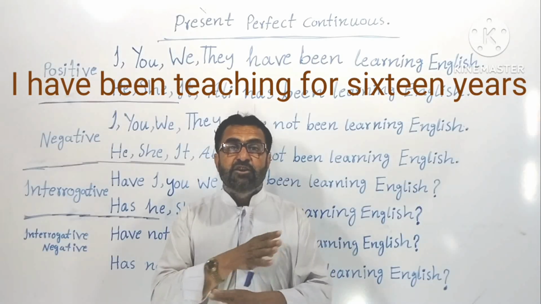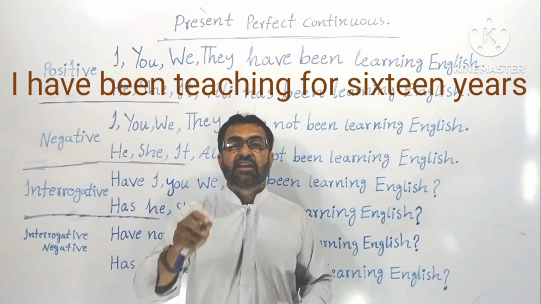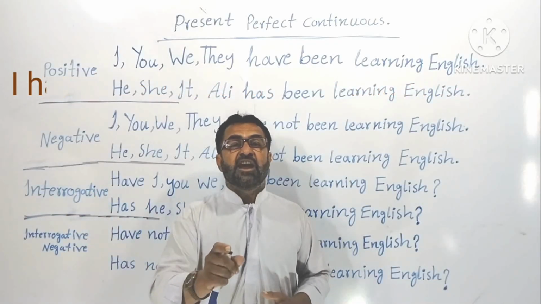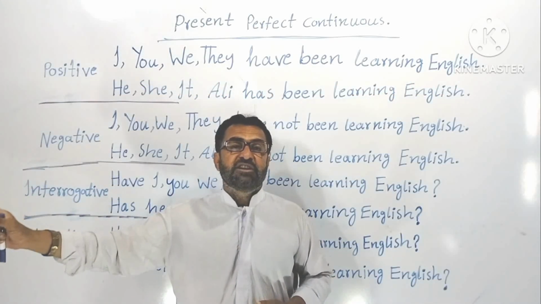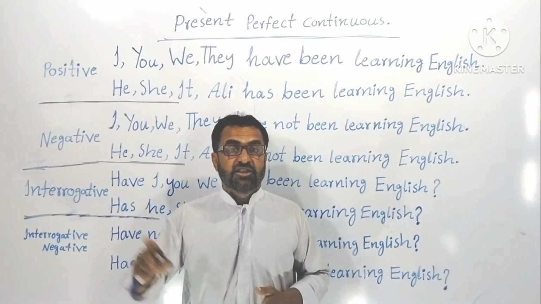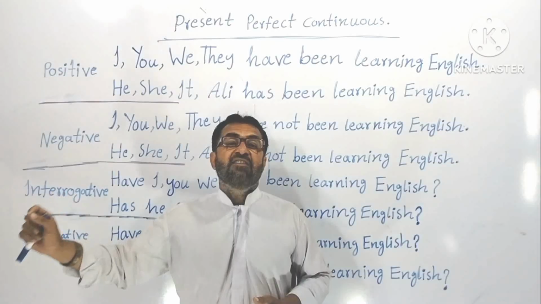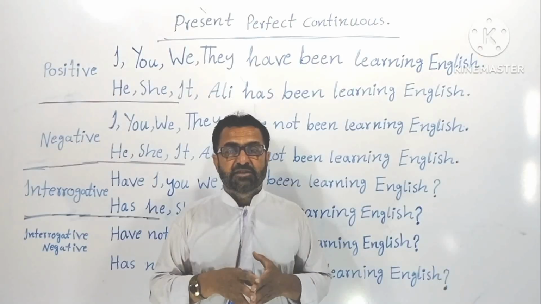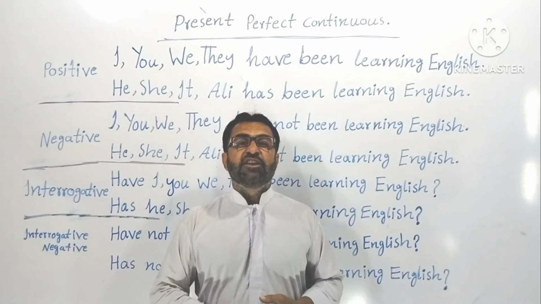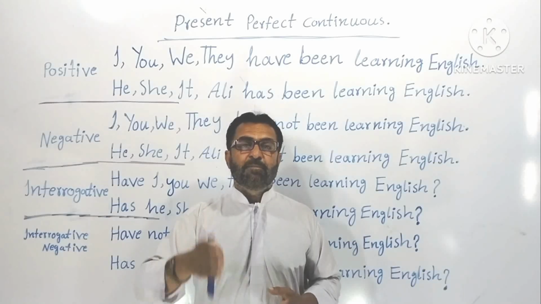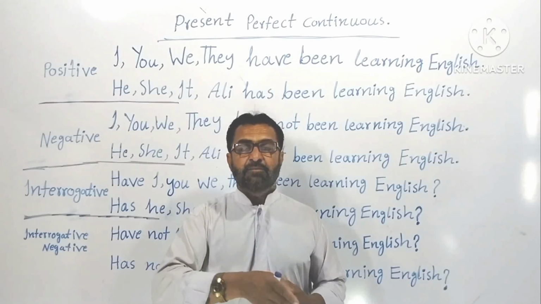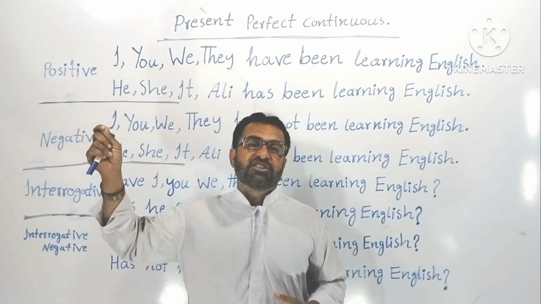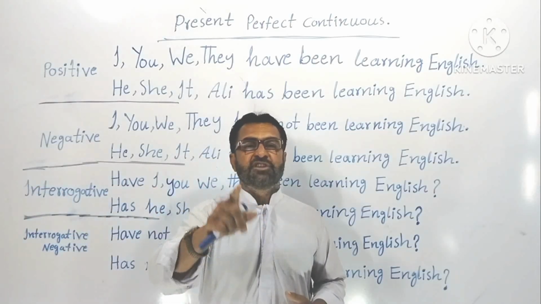If I don't count the years in the middle, and I only mention the beginning point, then I use since. Like, I have been teaching since 2011. This is since. Now you see for: I have been teaching for 16 years. This is for. Understood? Very simple, very easy. Simply, when you mention the years, the months, the days, the hours, the weeks in the middle, then you have to use for. But when you only mention the beginning point of an action, then you have to use since.